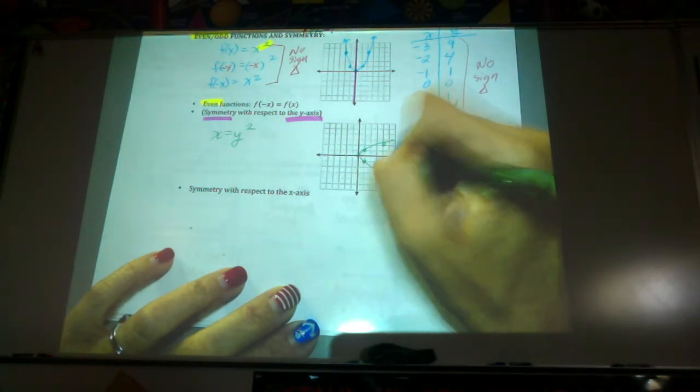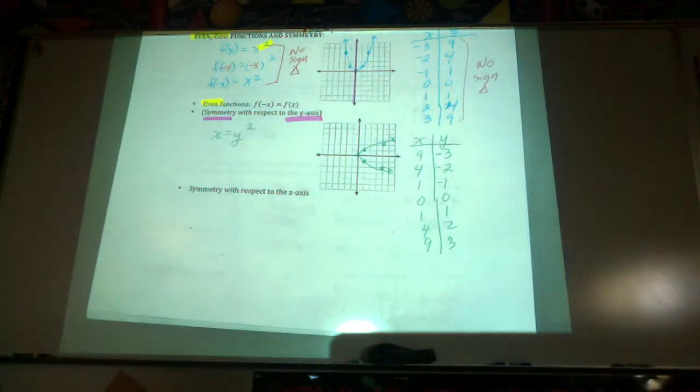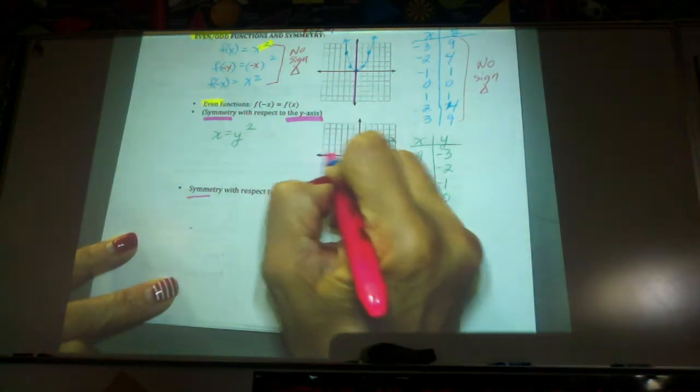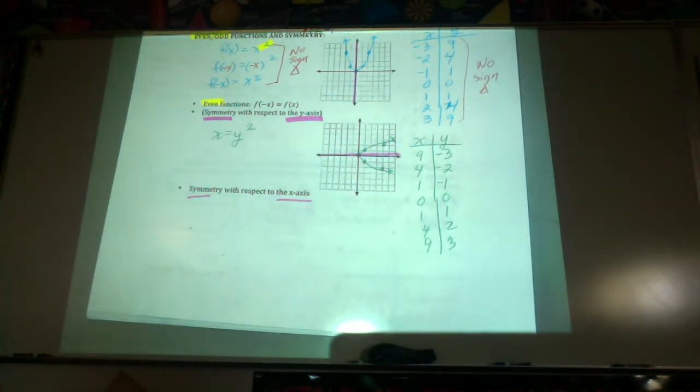Tell me why this is not an even or an odd function. It's not a function. How can it be even or odd if it's not even a function? Now notice that this particular one does have symmetry with respect to the x-axis. Not all neithers are symmetric with respect to the x-axis. This one just happens to be. But if a graph is symmetric with the x-axis, it is neither even nor odd.